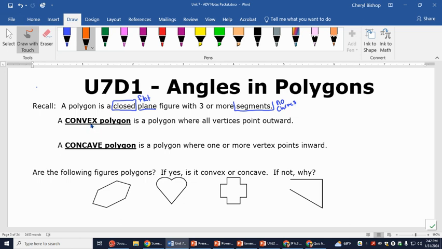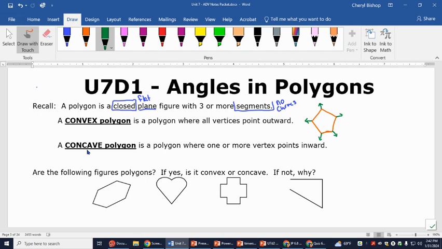We can have a convex polygon where all the vertices point outward. So for example, if I were to draw like a little house type of thing, pretend that's straight, okay? Then I notice when I look at this, if I point the direction that all of my vertices are going, they're all pointing outward, okay? That is a convex polygon.